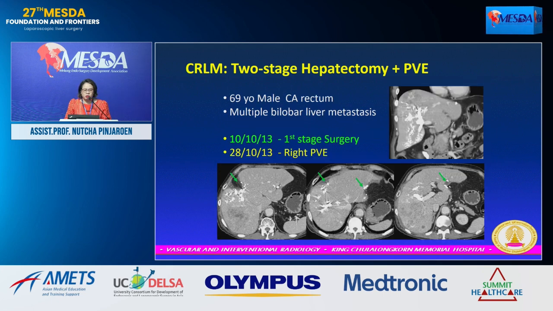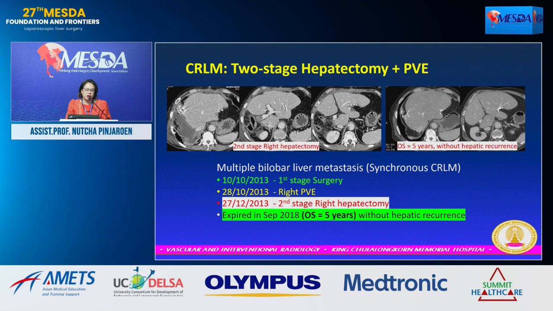First, we do first stage surgery with resection to the left lobe. And then we do right portal vein embolization. And after that, the right hepatectomy, and the patient has OS about 5 years without any hepatic recurrence, and the patient died of the extrahepatic disease.